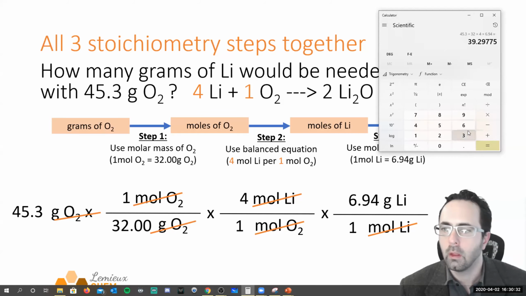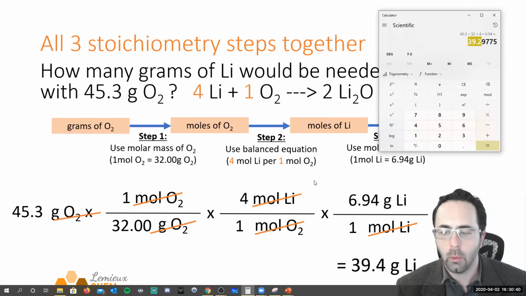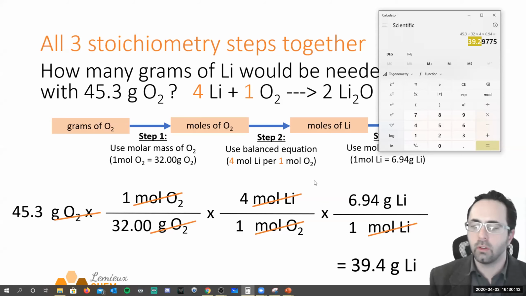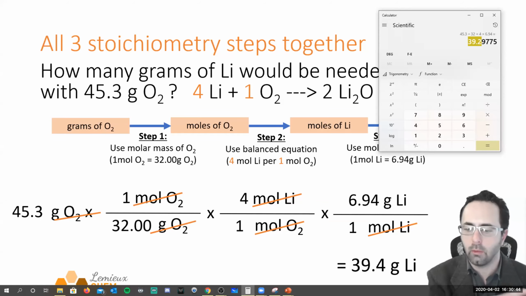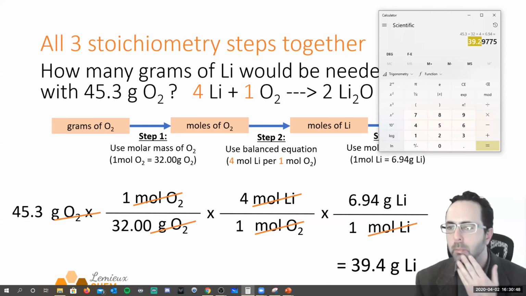And we get this number here. Now, I want to point something out to you real quick. The answer we got when we did it step by step was 39.4 grams. It's right there, okay? But if you look at the calculator, if I'm rounding it, it would round to 39.3 when we did all the steps one after another after another.